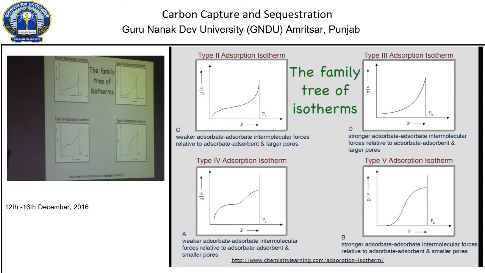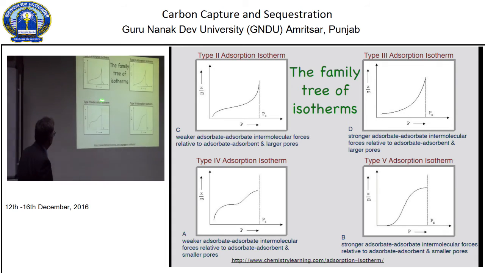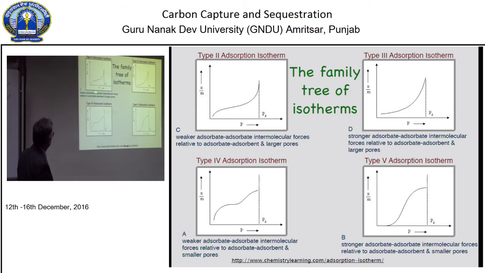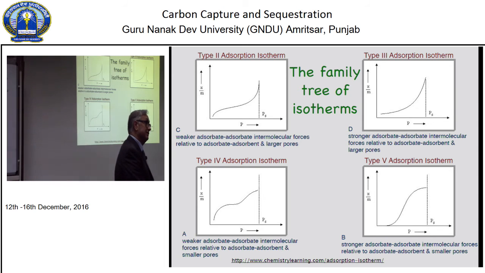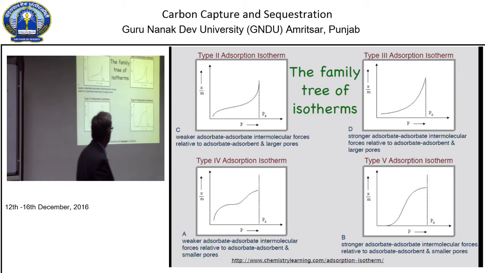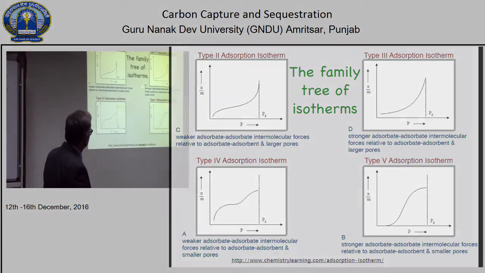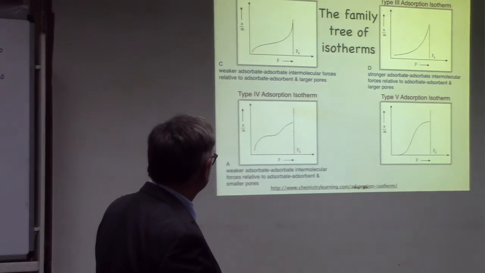So there's a whole family of isotherms that are associated with these processes, the so-called family tree of isotherms. There are isotherms that are associated with weak forces between the adsorbate and the adsorbing molecule, and so forth and so on. If you're a sophisticate in the area of adsorption and you measure these isotherms, and you say to somebody, I have a type 3 isotherm, they know instantly what you mean. They understand the relationship between the adsorbate and the surface and the adsorbate and itself.